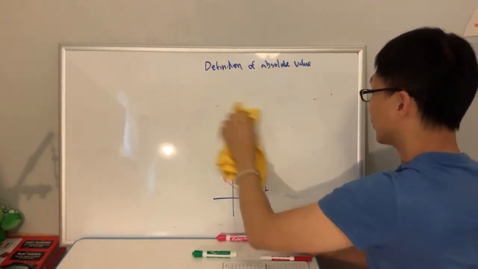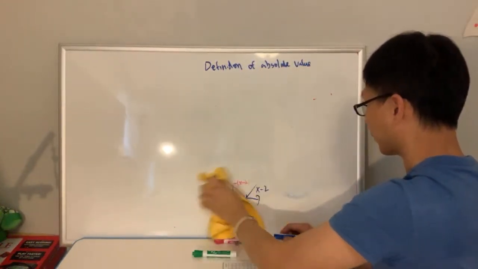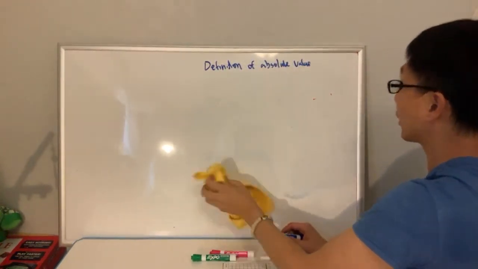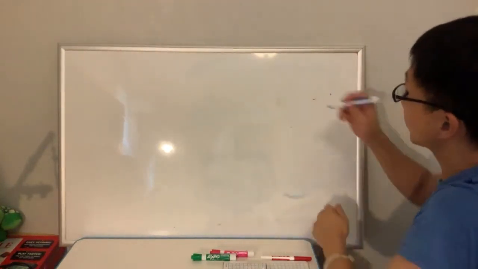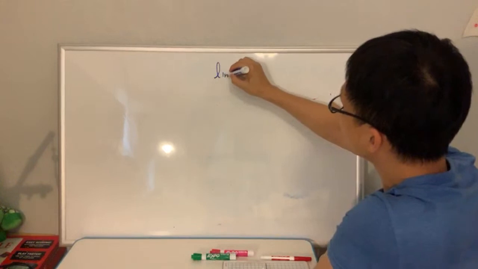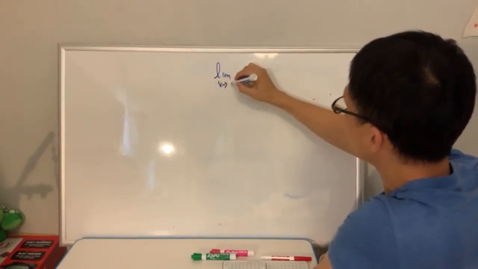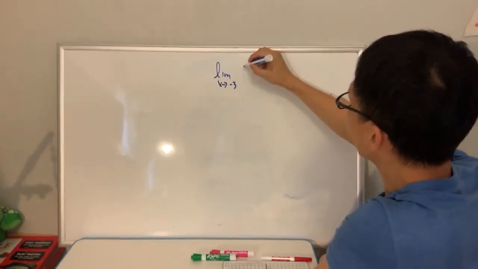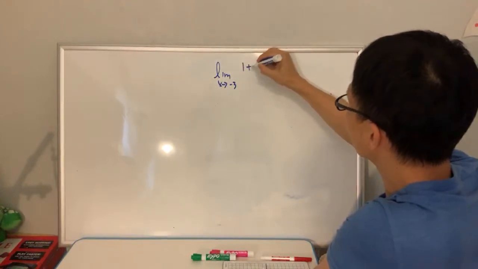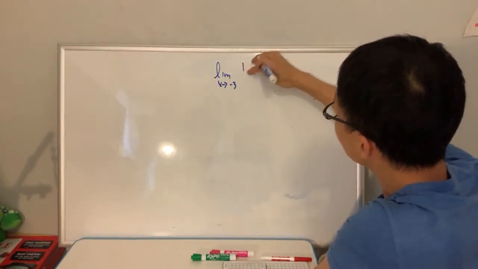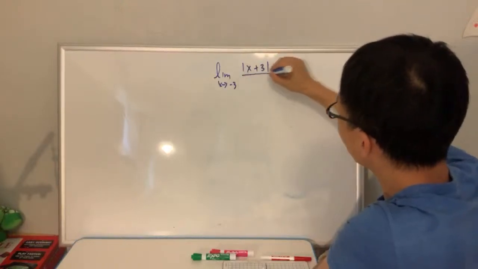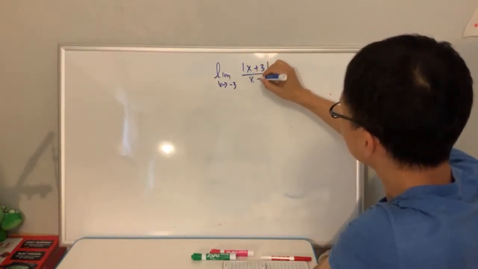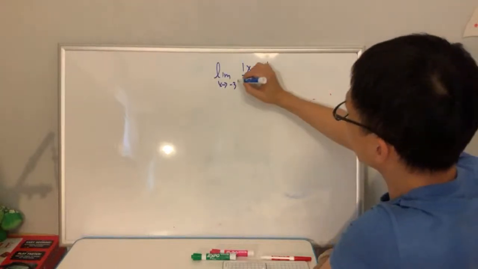I'm going to go to these functions. We say, hey, can you find the limit as x approaches, let's say, -3 of x plus 3 over x plus 3, from the left side?